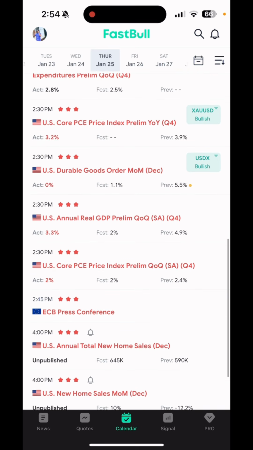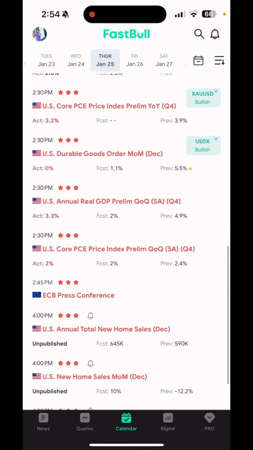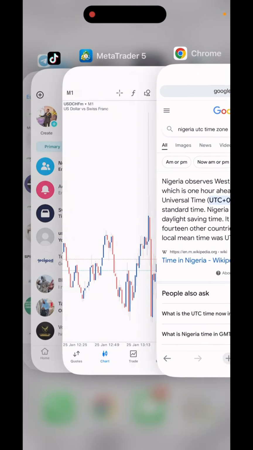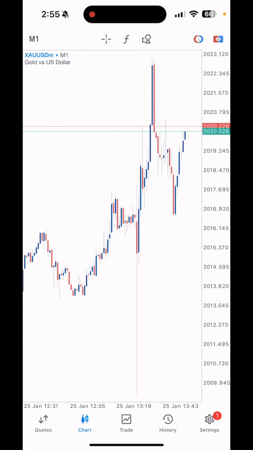Then USDX is going to buy. So that is just it. So let's go and check XAUUSD if it actually bought. And as you can see, it bought. It actually did buy and is still buying. So that is in a way a signal on its own.